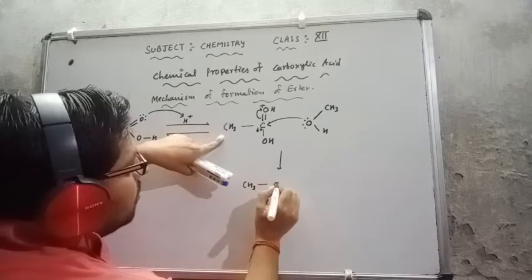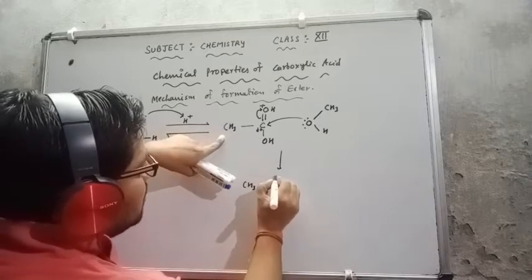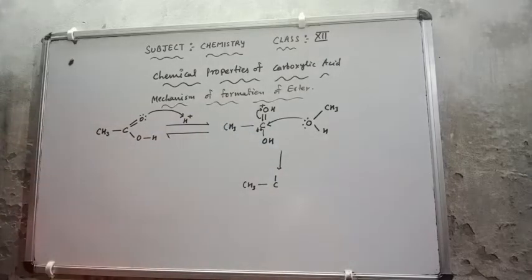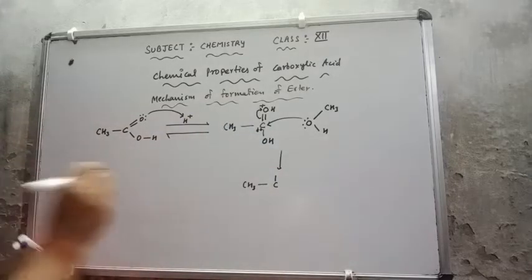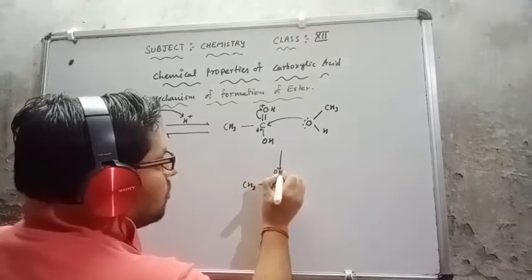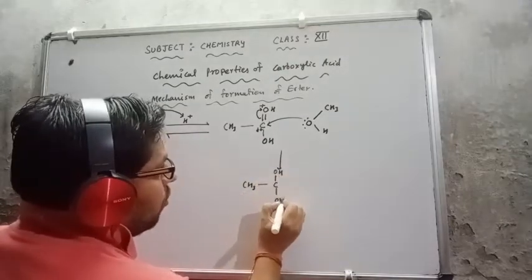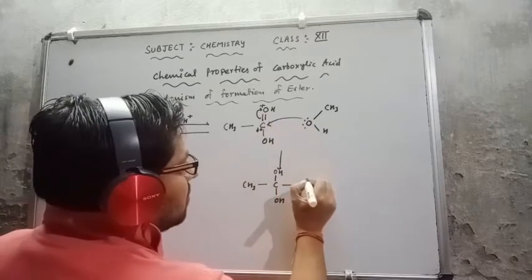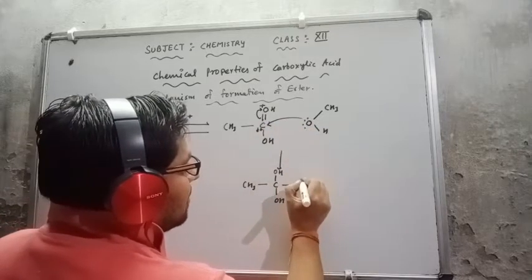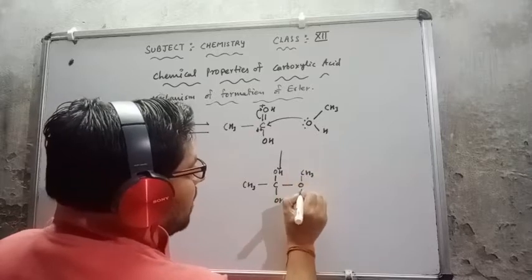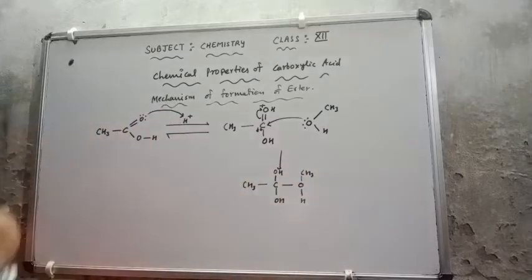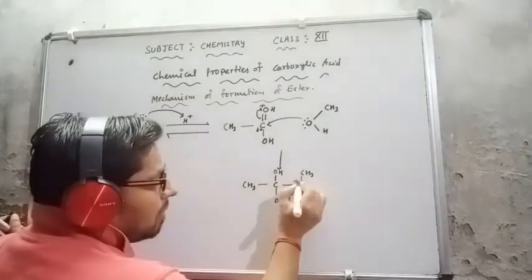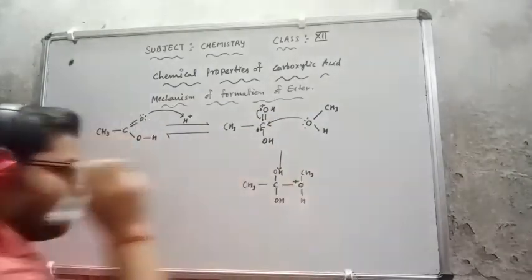What I am getting from here is CH3 single bond C. Because this bond has given the electron back to the oxygen, it will be a single bond. This is OH, this is OH, single bond. The oxygen is attached with this carbon, with CH3 and H. Now this oxygen has given the electron to this carbon, so this will be the positively charged oxygen.